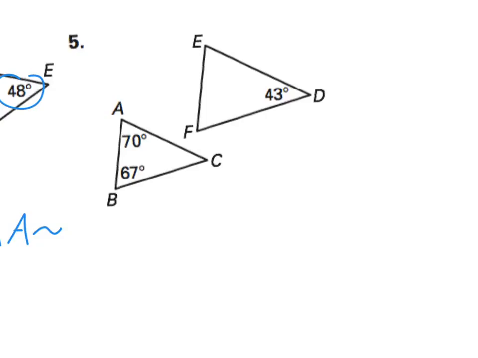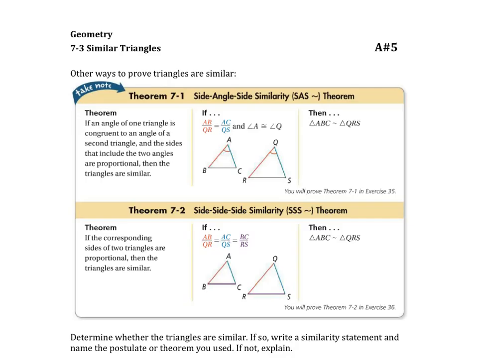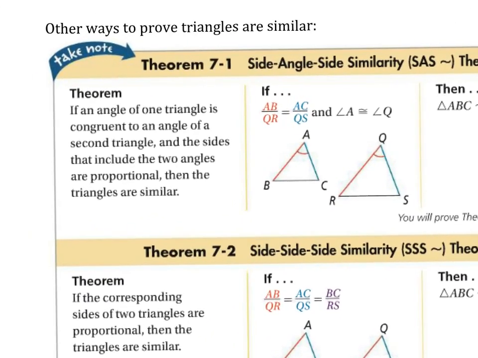This one is 43, right there. So one pair of angles, but we don't know another pair of angles. So this one will be not enough information. We just don't know. So there are two other ways to prove triangle similarity.